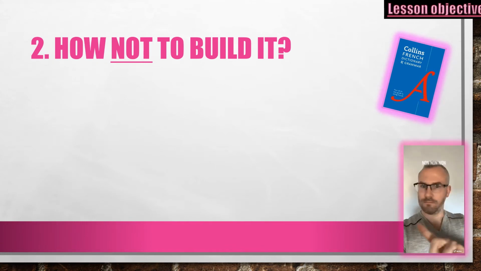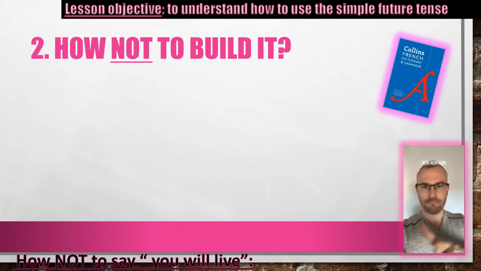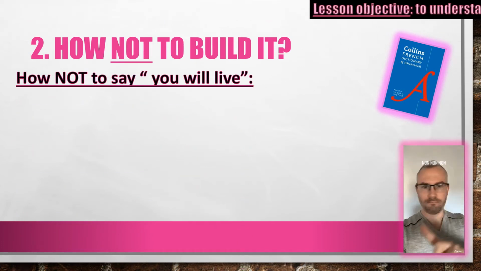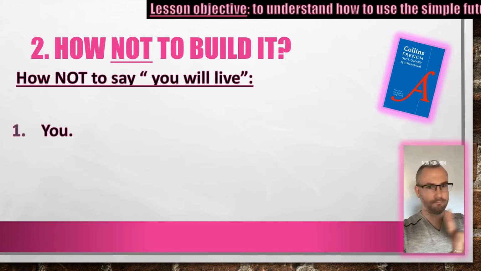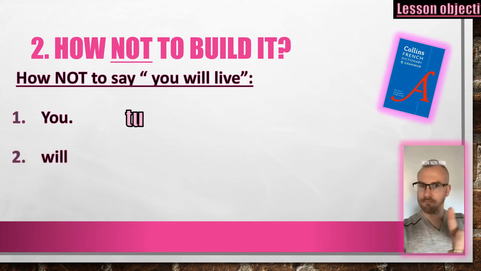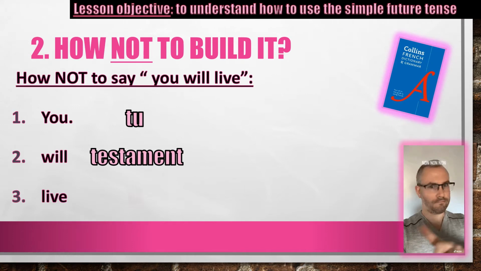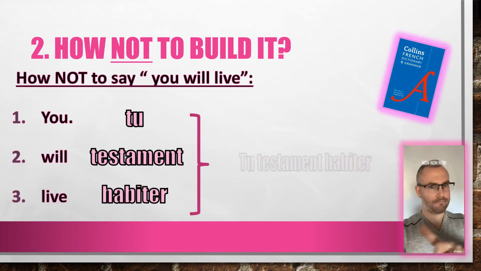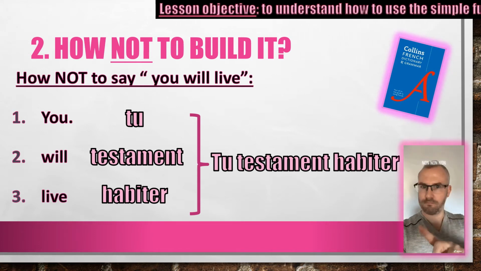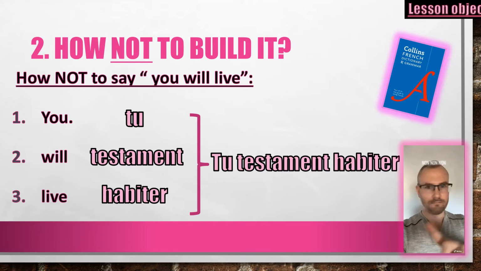Now, how not to build it. Okay, so let's be clear, this is what we should never ever do. For example, if we want to say you will leave, what we are not going to do is check in the dictionary how to say you, find tu, check in the dictionary how to say will, find testament, check in the dictionary how to say leave, find habiter, put it all together and have tu, testament, habiter. That is simply not correct. It does not mean anything and should not ever at all be used.